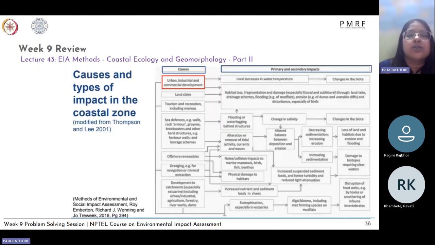Okay. So, causes and types of impacts in coastal areas. For example, a project for large industrial and commercial development can cause an increase in the water temperature because of the activities being undertaken, and this can change the biota. These kinds of effects you can map based on the kind of project type. You have different causes again here. You can read more about them in detail.